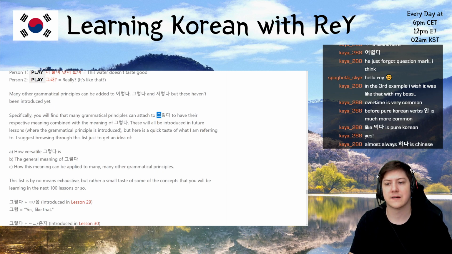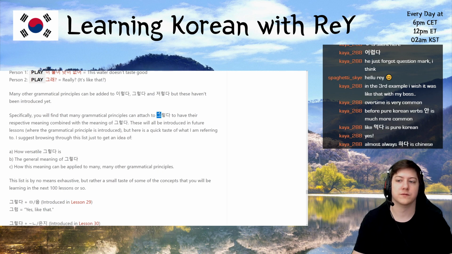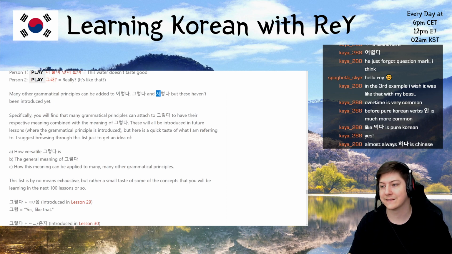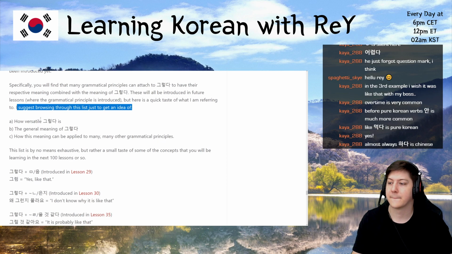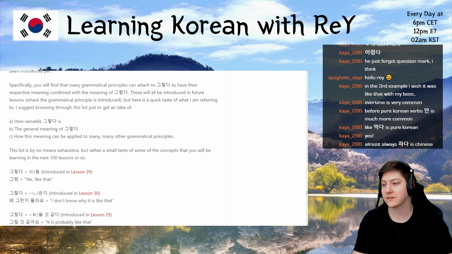I guess that is also the most common word even in English compared to the other forms of that. These will all be introduced in future lessons, where the grammatical principle is introduced. But here is a quick taste of what I'm referring to. I suggest browsing through this list just to get an idea of how versatile kurota is, the general meaning of kurota, and how this meaning can be applied to many other grammatical principles.